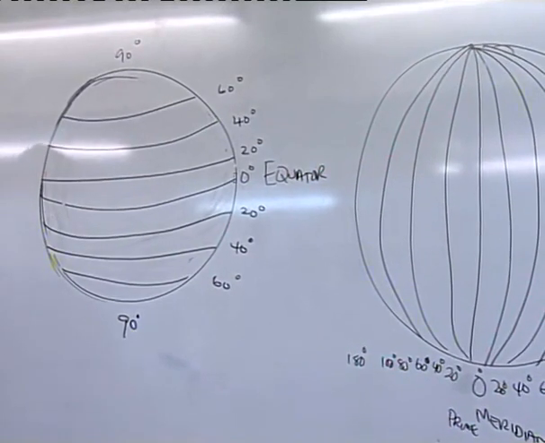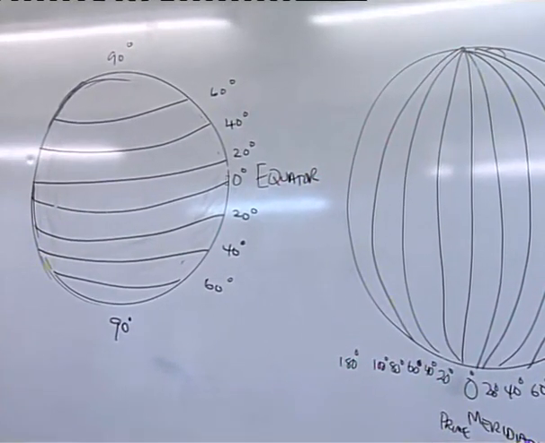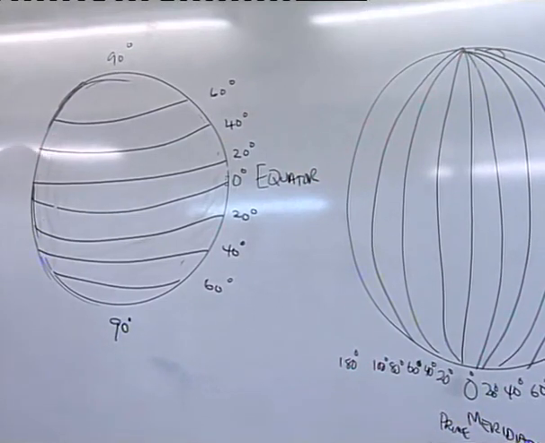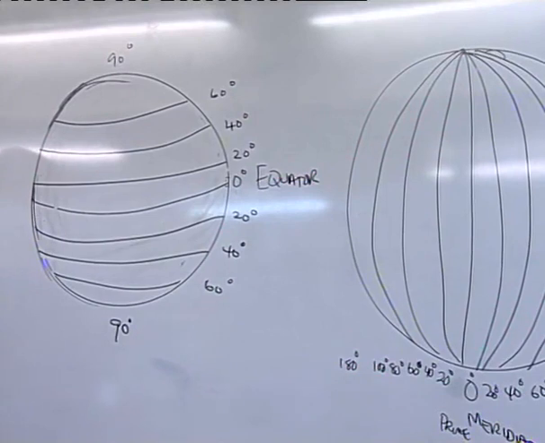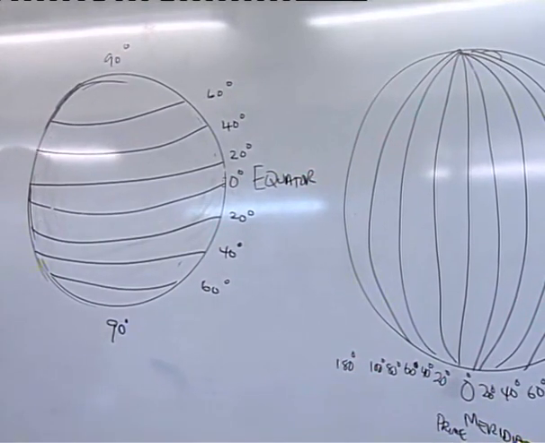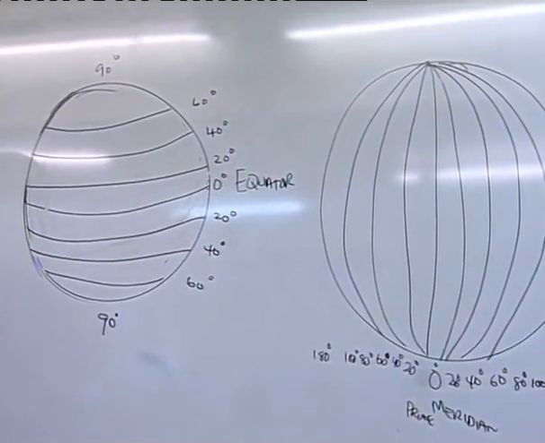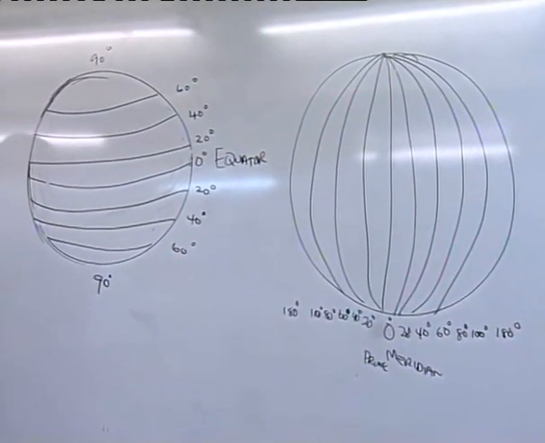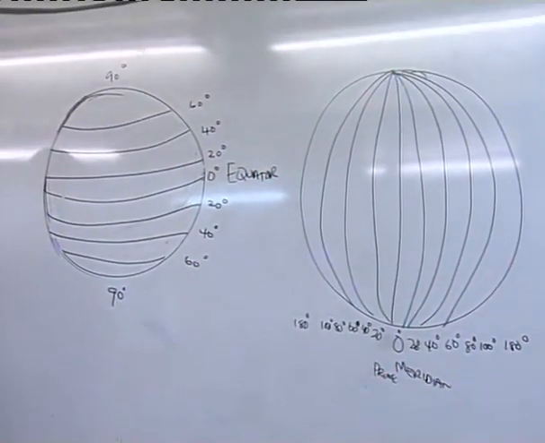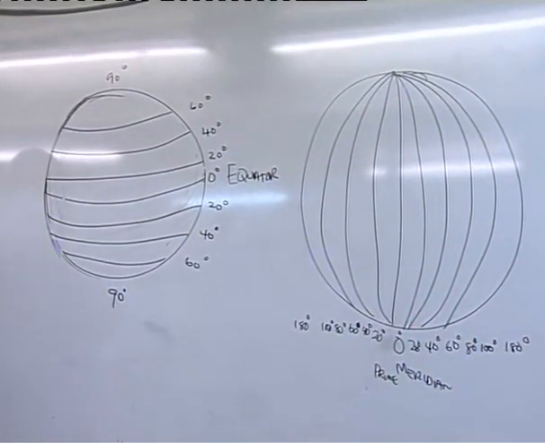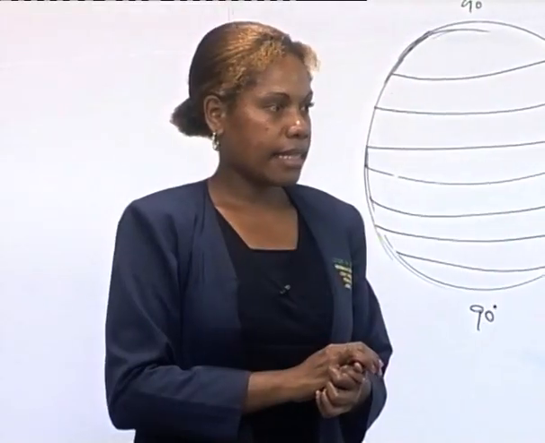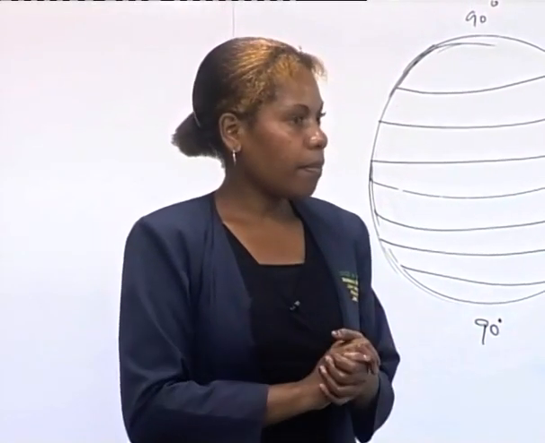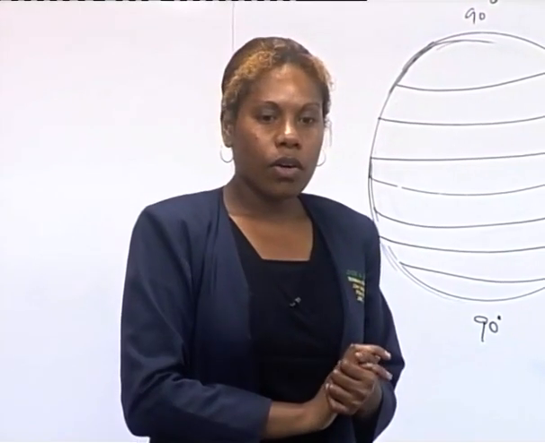So how do the latitude and longitude lines help us when using a map or using the globe? What do they do? When you want to look for a place on the map or on the globe, you have those lines of latitude and longitude. Why are they there? Why are the latitude and longitude lines drawn on the maps or on the globe?